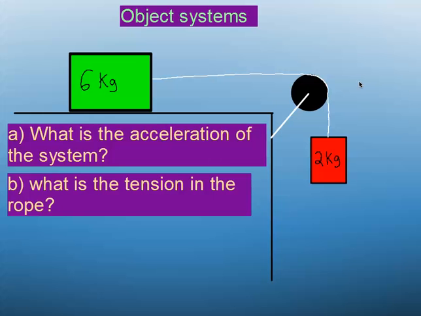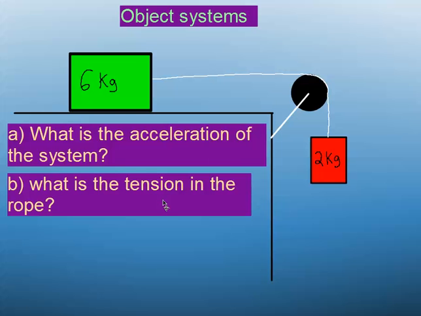Another thing that comes up sometimes on problems is when you have systems of objects where there's more than one and they're linked together in some fashion. So this is a really classic example where you've got the green block on top of the table and a red block that's hanging, and they're connected by a string over this pulley. The red block has a force of gravity pulling down on it, and it's going to pull the green block along with it. We want to figure out both the acceleration of the system, the acceleration of both of these objects, and we want to know the tension in the rope.